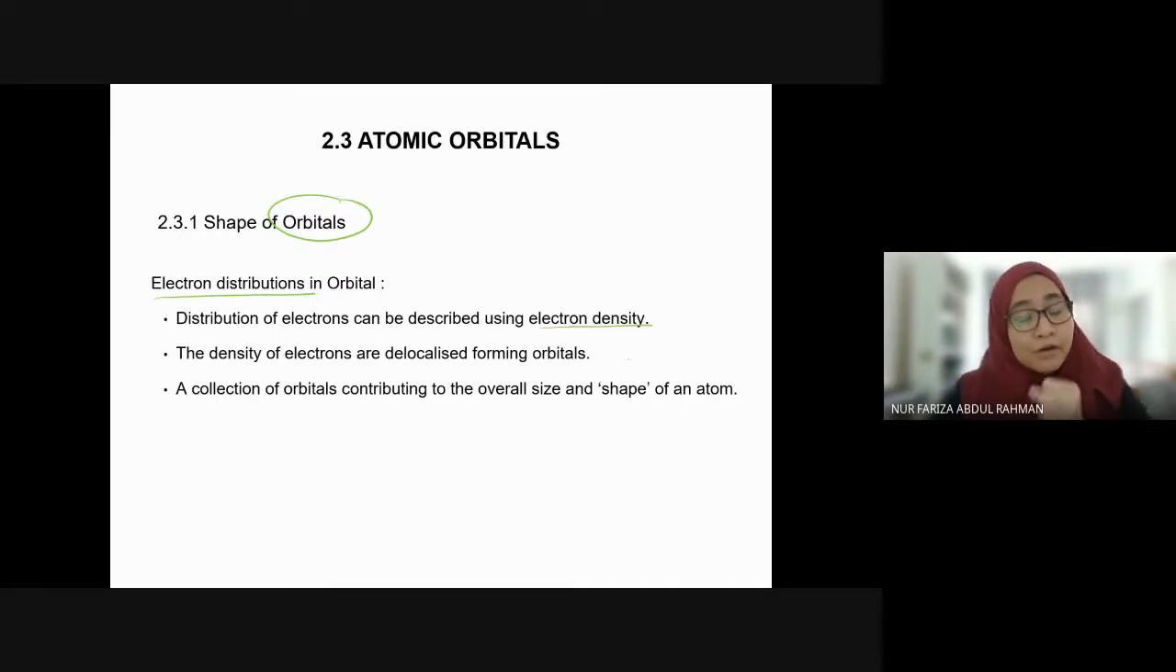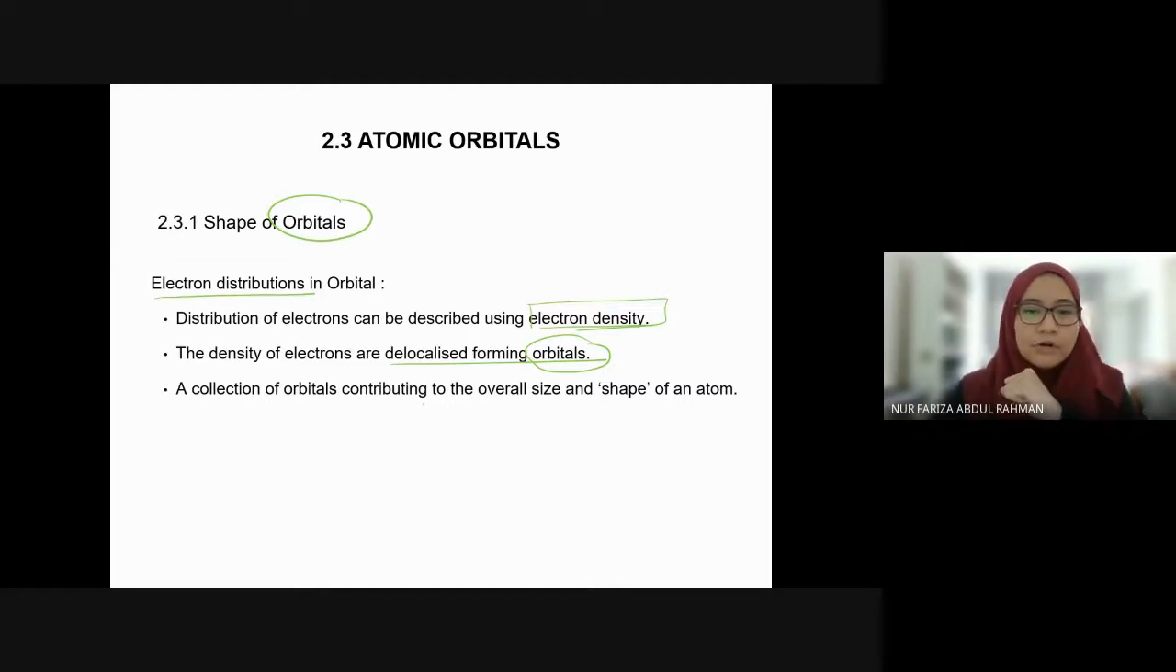Okay, sebab apa? Because electron is not localized. Dia tak duduk setempat. Dia always on the move. Dia sentiasa bergerak. In fact, we do not know exactly the location. So what we can do is to predict the kawasan yang dia suka duduk dekat situ. Okay, so that is called electron density. So the density of electrons are delocalized. Dia duduk bersepah kat mana-mana kan, tapi dia ada favoritism dekat situ. So that is why bila dia delocalized at that particular region, kita boleh katakan the electron density at that region. So it will form orbitals.